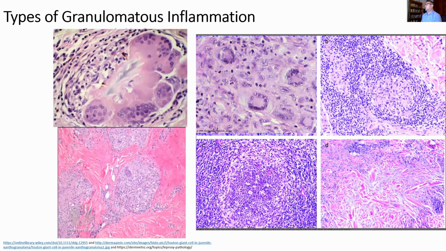So here are different types. Here you can see foreign body type giant cells around a foreign material. This may be endogenous, I'm not exactly sure. This is a foreign body type giant cell reaction. And then here you can see the ring of nuclei with foam around it. So that's a Touton giant cell. So this is the xanthogranulomatous pattern.